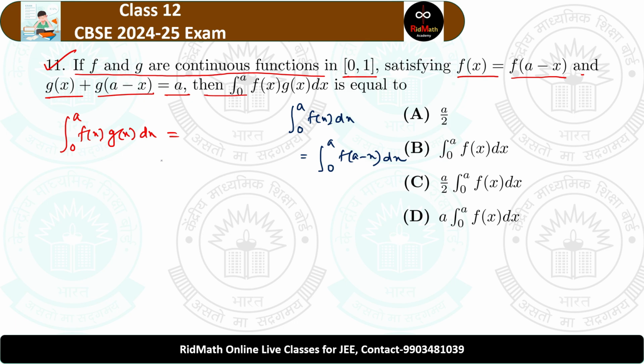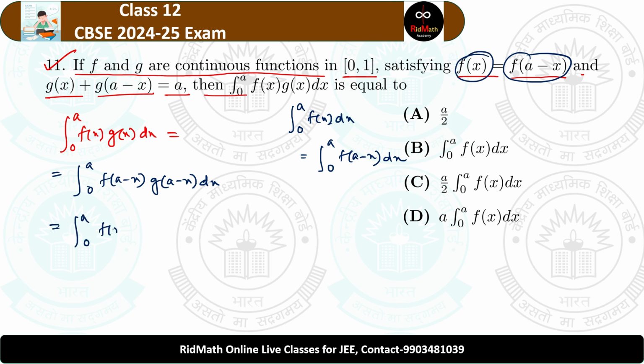Okay, so according to this property, this is equal to integral 0 to a f of (a minus x) into g of (a minus x) dx. Now replace g of (a minus x) and f of (a minus x). So f of (a minus x) is equal to f of x, and g of (a minus x) is equal to a minus g of x. So this is integral 0 to a f of x into (a minus g of x) dx.